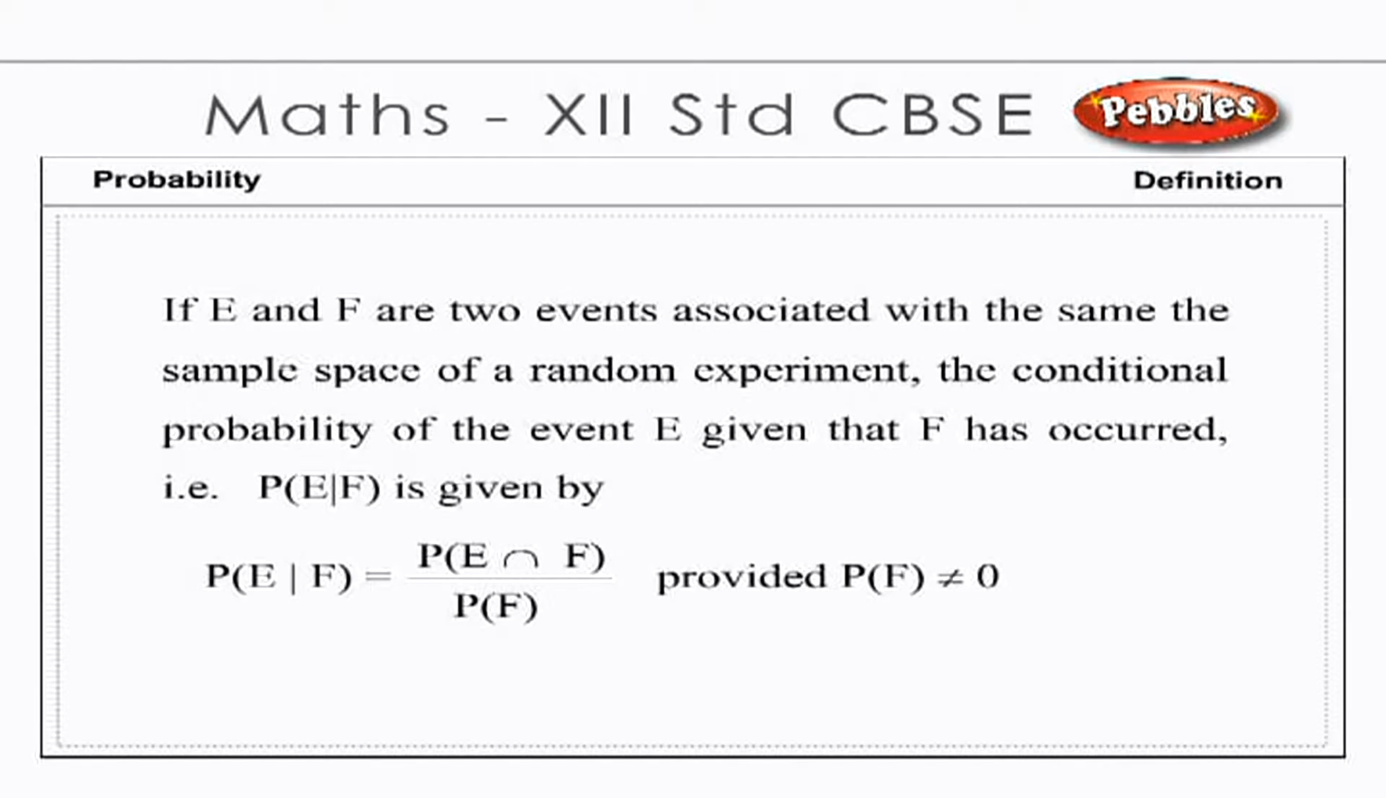If E and F are two events associated with the sample space of a random experiment, the conditional probability of the event E given that F has occurred, that is, P of E by F, is given by P of E by F is equal to P of E intersection F by P of F, provided that P of F is not equal to 0.